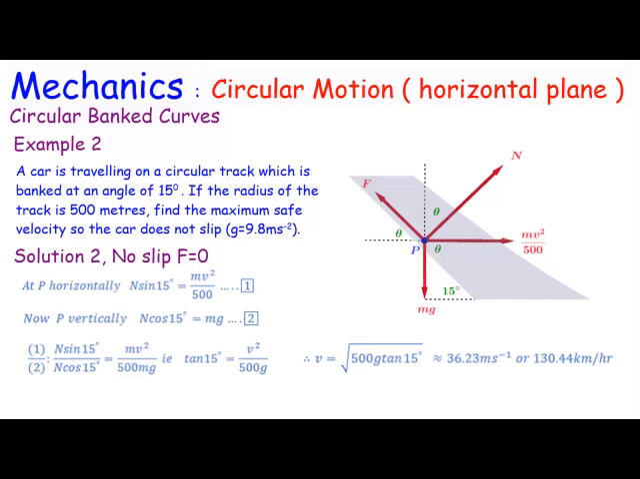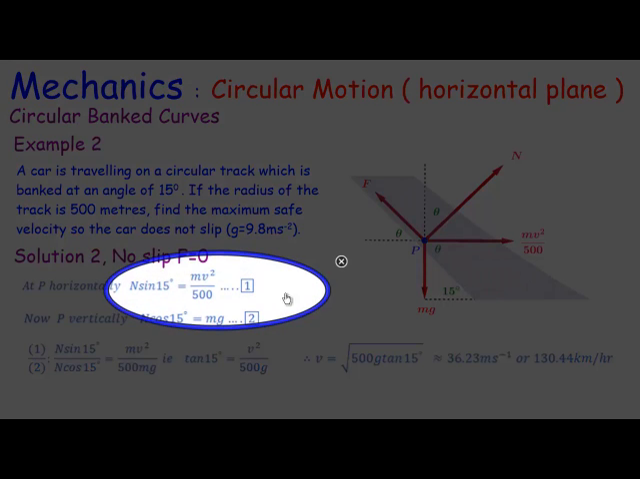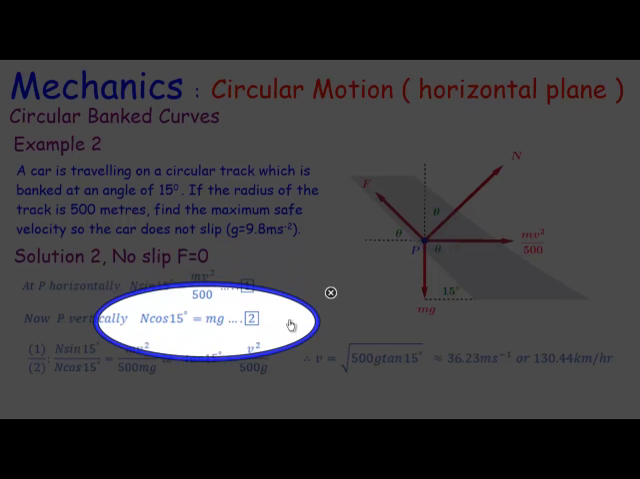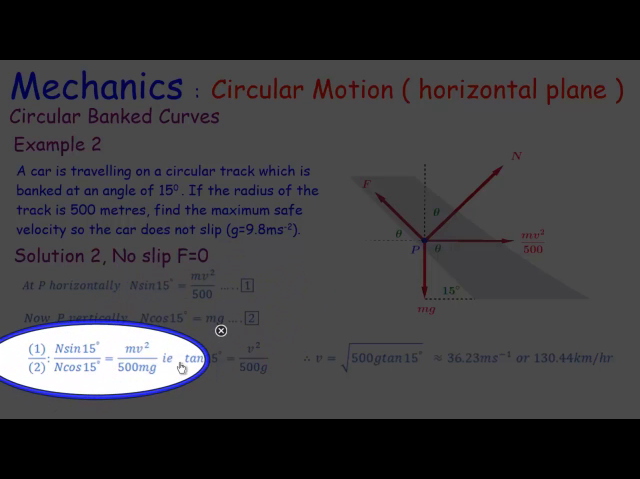You see f is 0, so I'll just put in 15 degrees. You can see here equations 1 and 2. I'm just going to get the pen going again. So f is 0, you may need to look back at those other equations, but obviously if f is 0, it wipes those terms out. We look at horizontally and vertically, then we divide these two equations, and we get an expression for tan theta is equal to v squared on 500g, and we rearrange this to get the speed, the optimal speed or velocity for that particular banking.